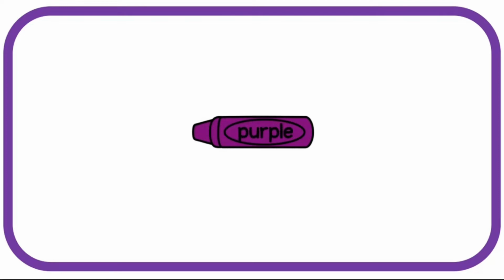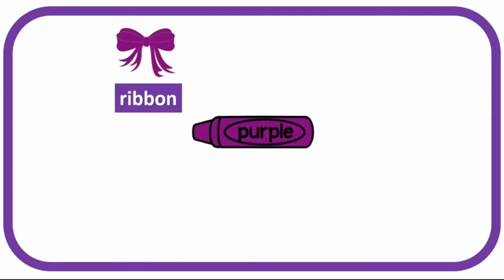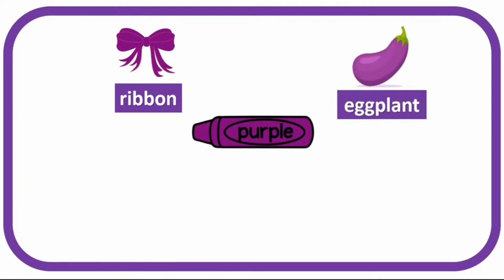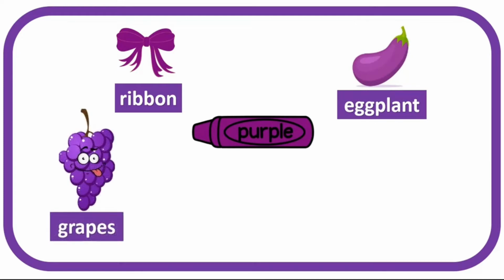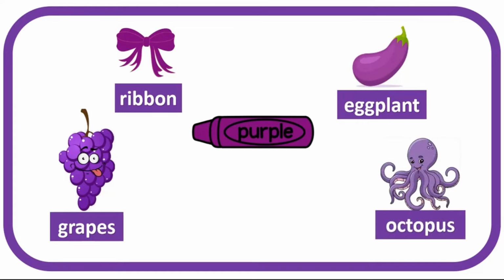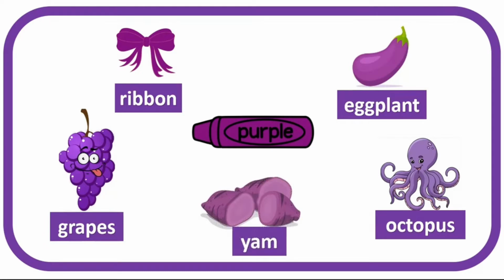Our next color is color purple. Let's see some examples of color purple. Purple ribbon, purple eggplant, purple grapes, purple octopus, and purple yam. Again, this is the color purple.